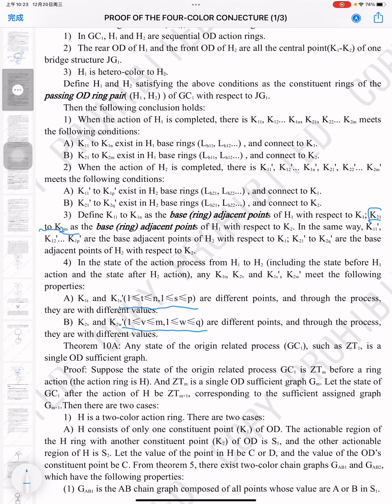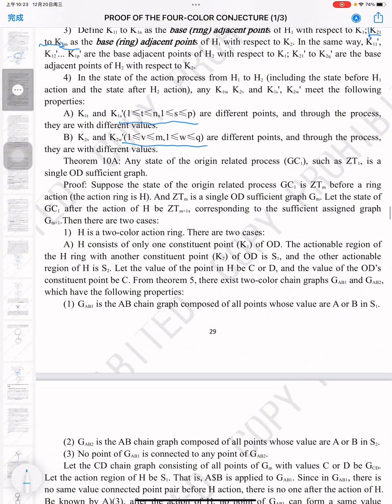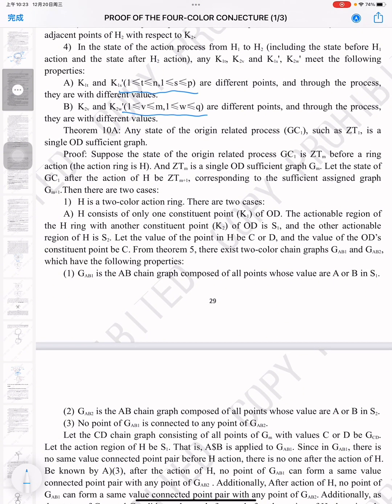1. H is a two-color action ring. There are two cases. A. H consists of only one constituent point K1 of OD, and the actionable region of the H ring with another constituent point K2 of OD is S1, and the other actionable region of H is S2. Let the value of the point in H be C or D, and the value of the OD's constituent point be C. From theorem 5, there exist two color chain graphs GAB1 and GAB2, which have the following properties.